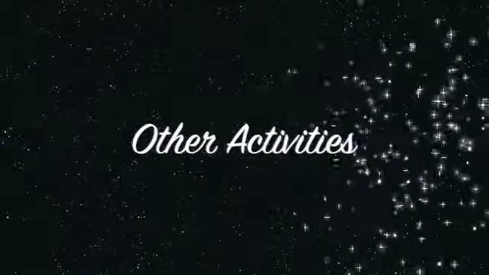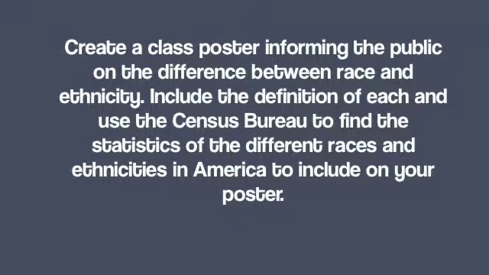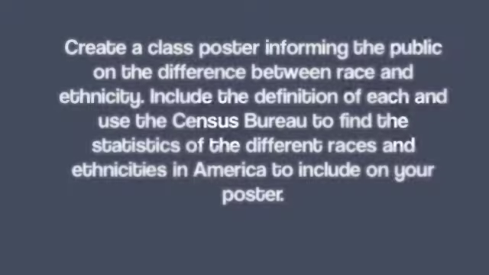Other possible activities relating to movement. Imagine if you were living in the 1900s and were immigrating to America. Make a list of 10 important items that you would take with you. Illustrate these items in a suitcase template. Write a letter back home to your best friend about your travels and what you expect to find when you arrive to America. Create a class poster informing the public on the difference between race and ethnicity. Include the definition of each and use the Census Bureau to find the statistics of the different races and ethnicities in America to include on your poster.